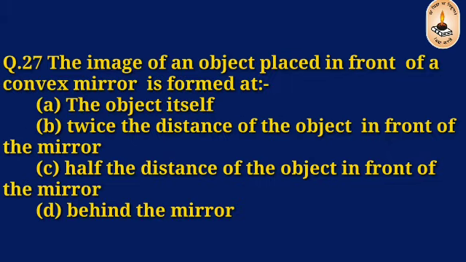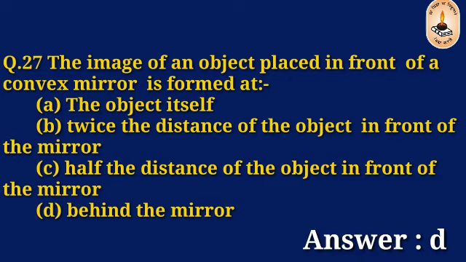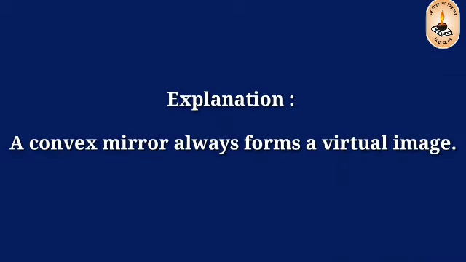Question number 27. The image of an object placed in front of a convex mirror is formed at the object itself, twice the distance of the object in front of the mirror, half the distance of the object in front of the mirror, behind the mirror. The right answer is D. Behind the mirror. Explanation: a convex mirror always forms a virtual image.